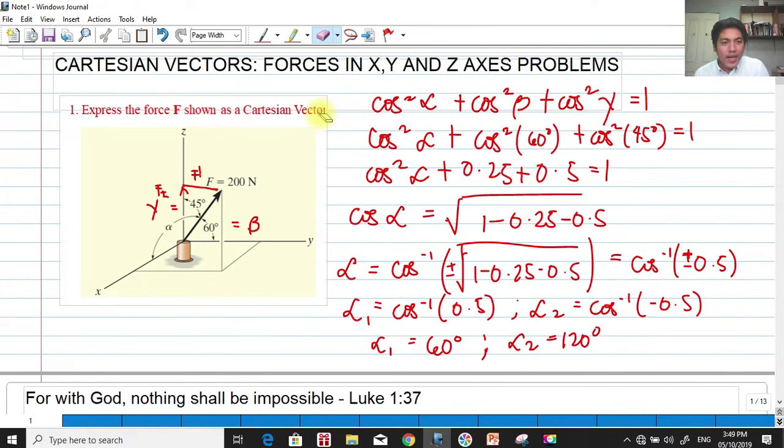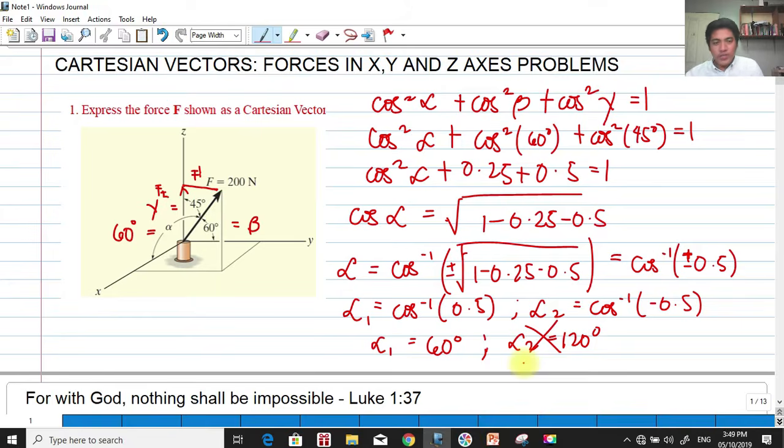By inspection, if we resolve this force F into F of x, this force is a positive F of x, so it should be in the direction of positive x. And if it is in the direction of the positive x, then its angle should be less than 90 degrees. So our alpha here by inspection is 60 degrees. So we have gotten our alpha, which is 60 degrees.